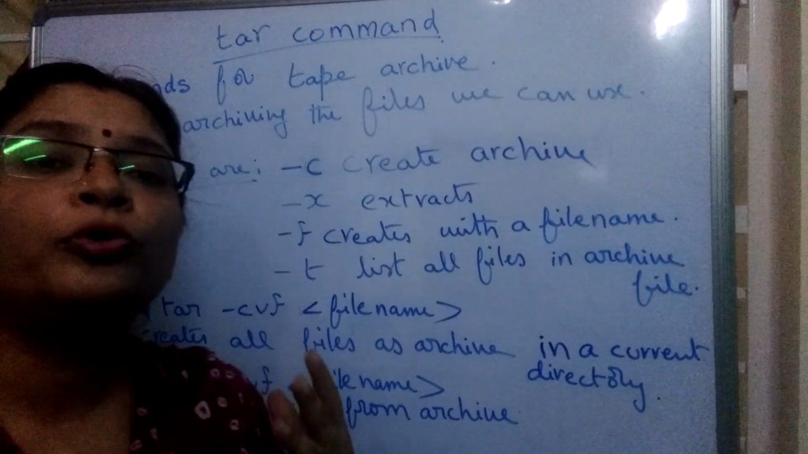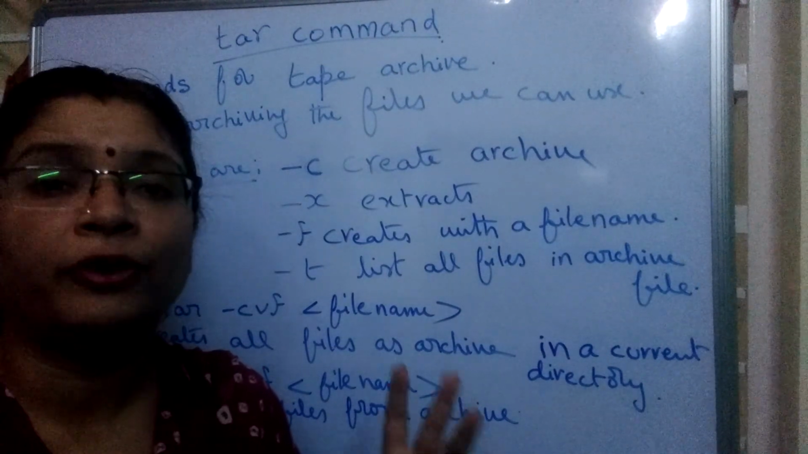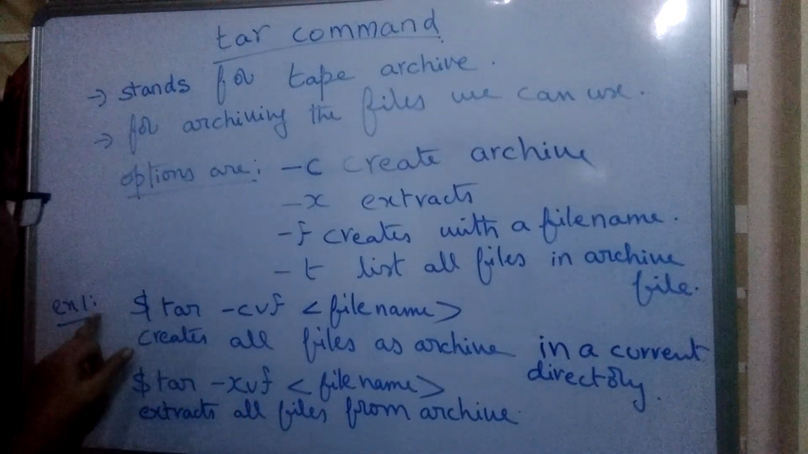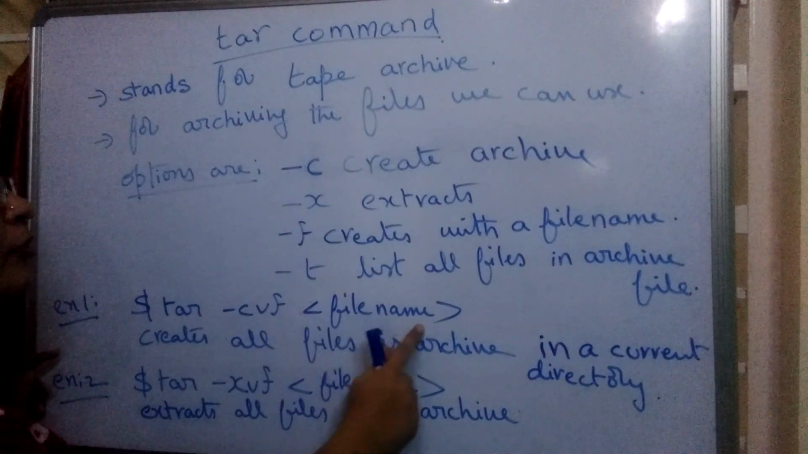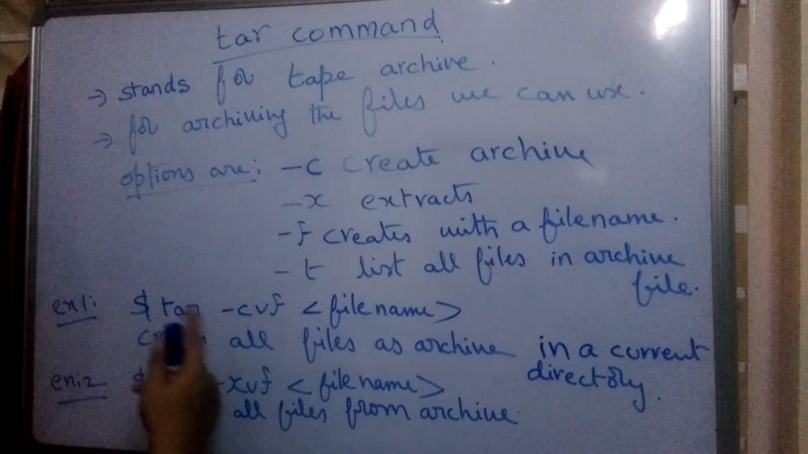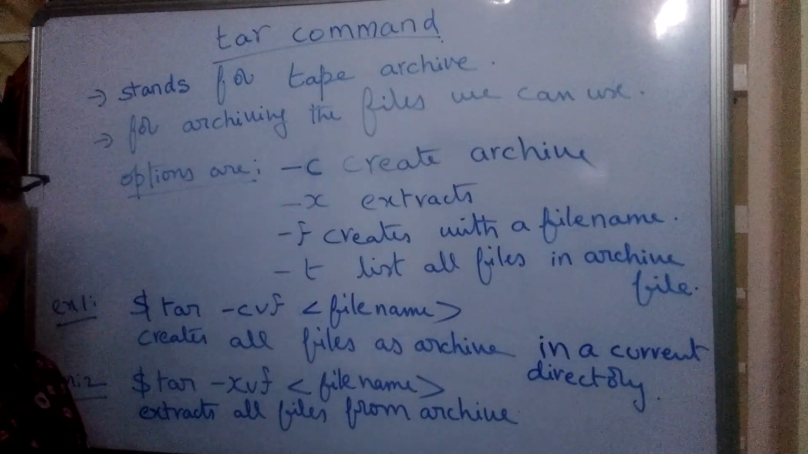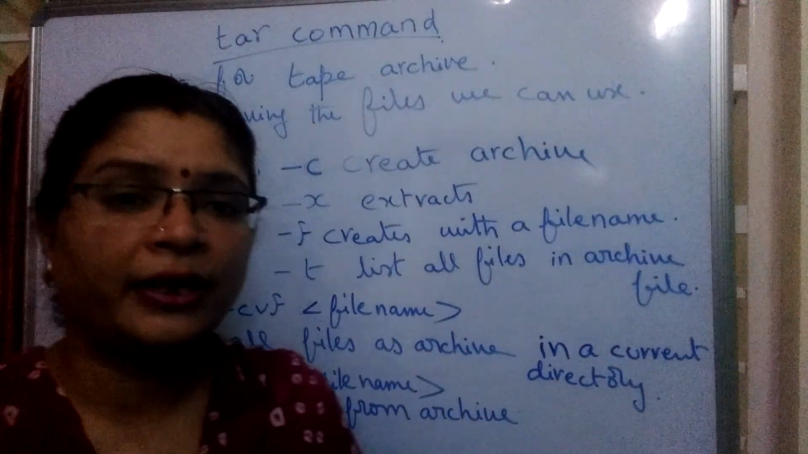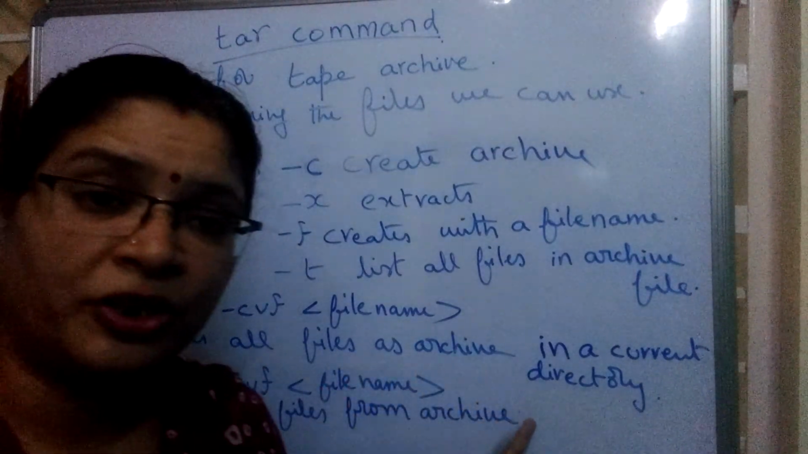Now, how do we use this particular tar command? How do we implement it at our $ prompt? Example one: $ tar -cvf file name. Whatever file name you want to give, you can give it here. What is the result of this command? It creates all the files in the current directory as one archive file.